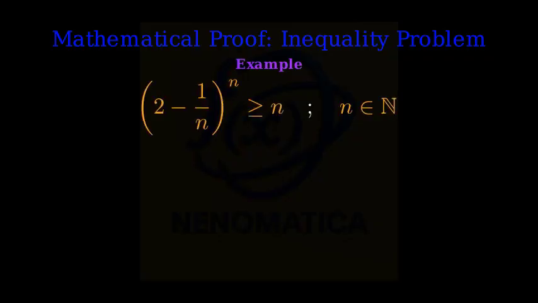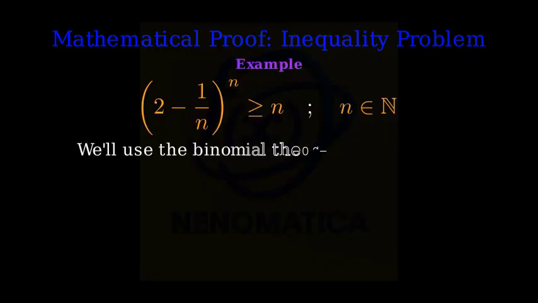Welcome to this math video where we'll prove an important inequality. Let's take a look at the problem we need to solve. Our problem asks us to prove the following inequality. The left side is (2 - 1/n)^n, which is greater than or equal to n, where n belongs to the set of natural numbers.